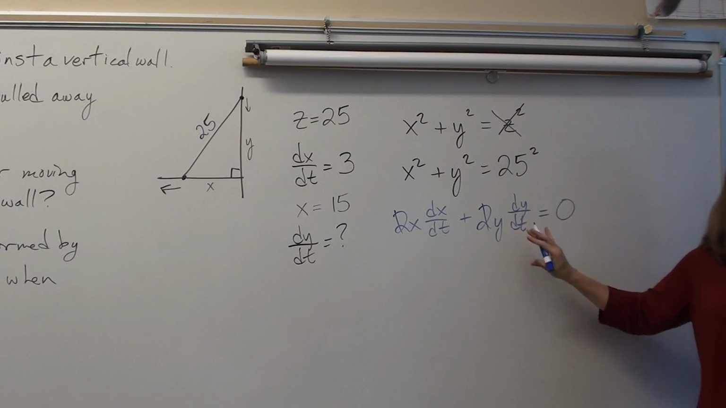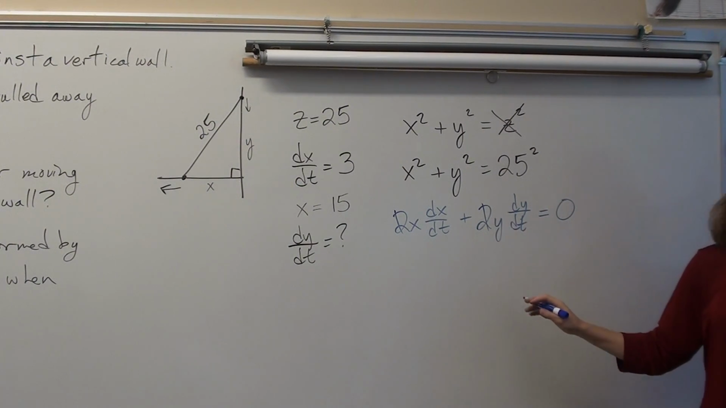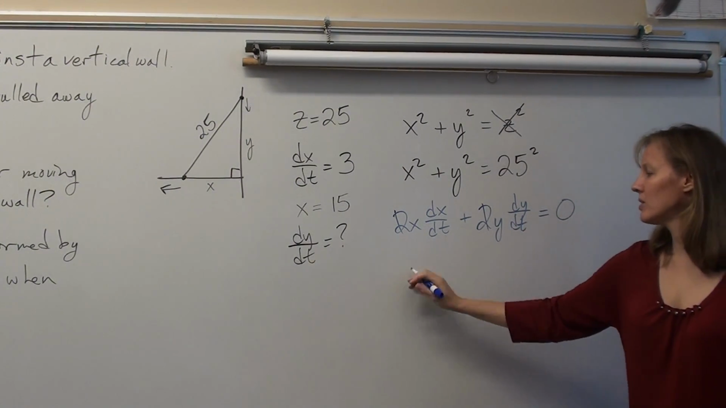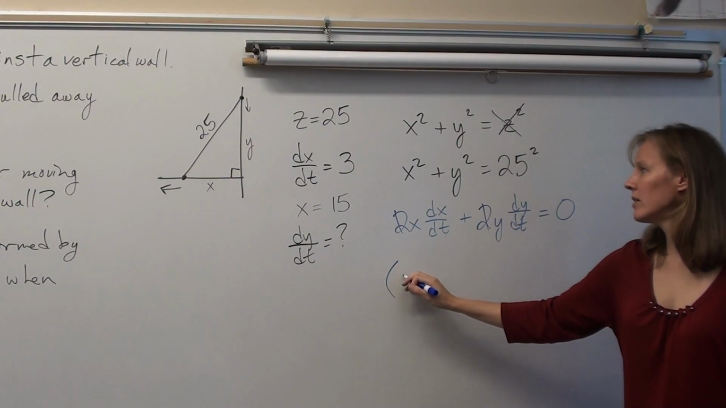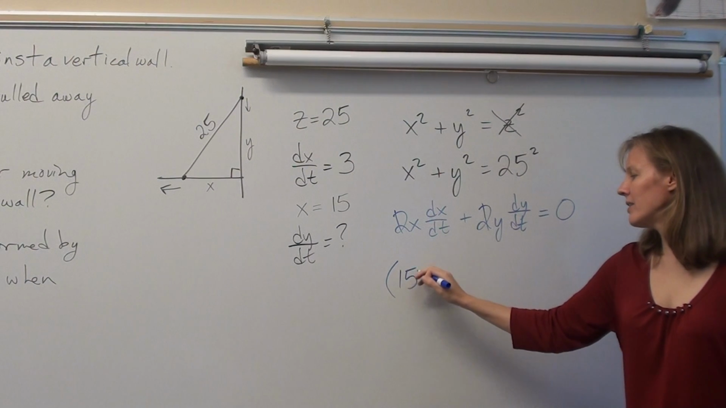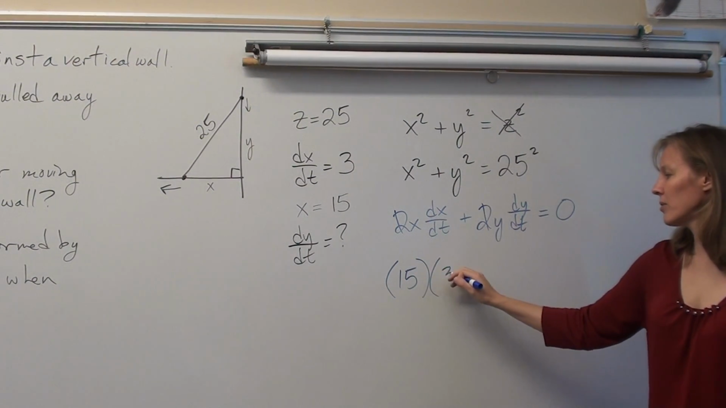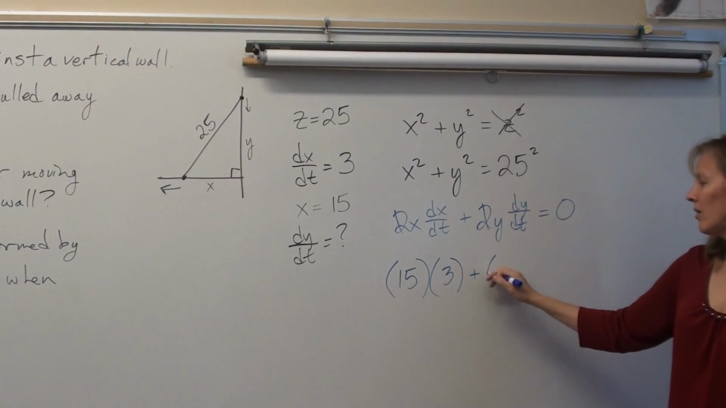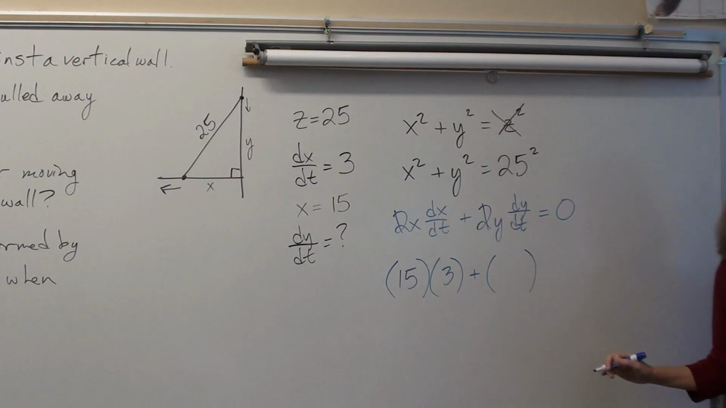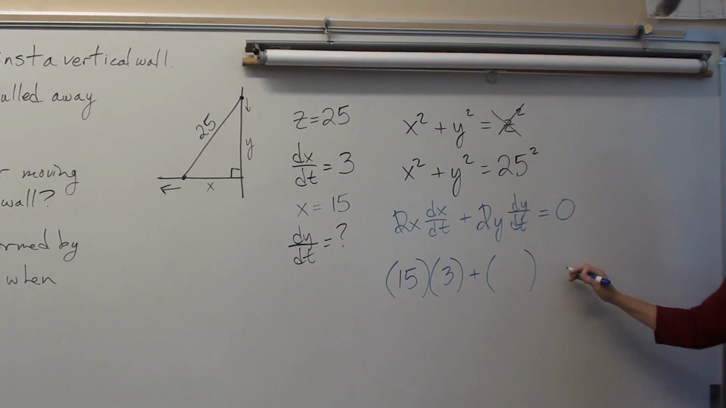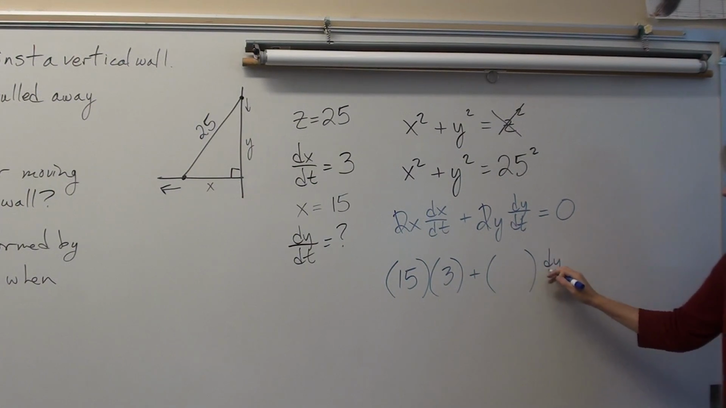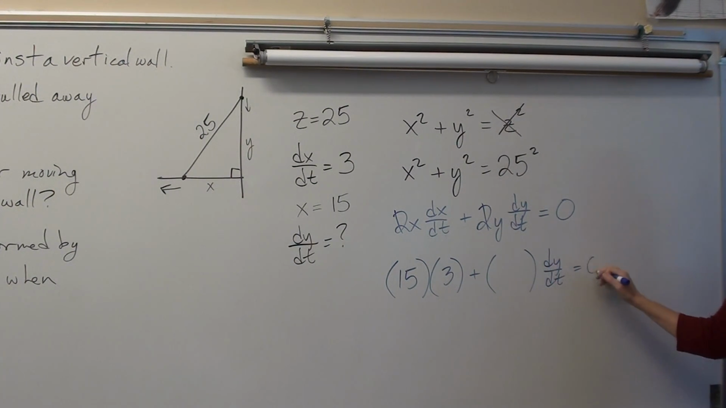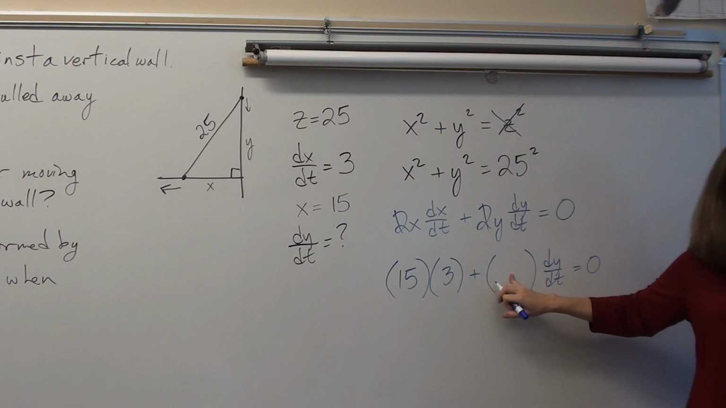Once you differentiate, that's when you can plug in. So for this problem, x is what? 15. And then dx/dt is 3. Uh-oh. We don't know y. And dy/dt is what we're trying to find. So just write dy/dt equals what we're looking for. So we need a number for y.